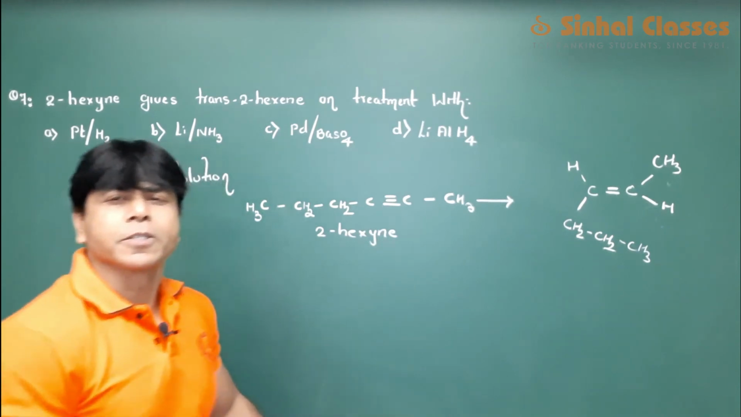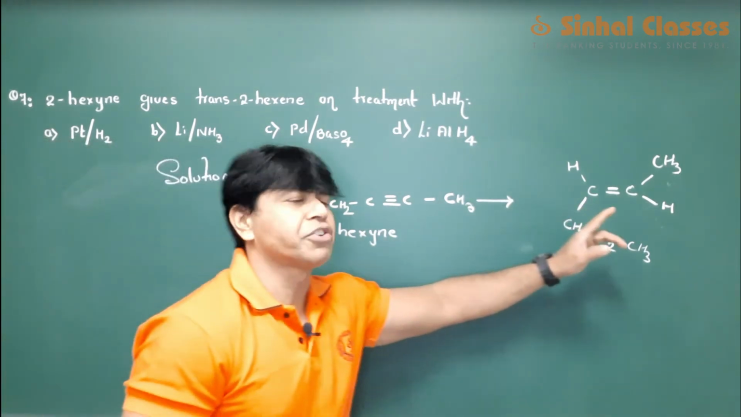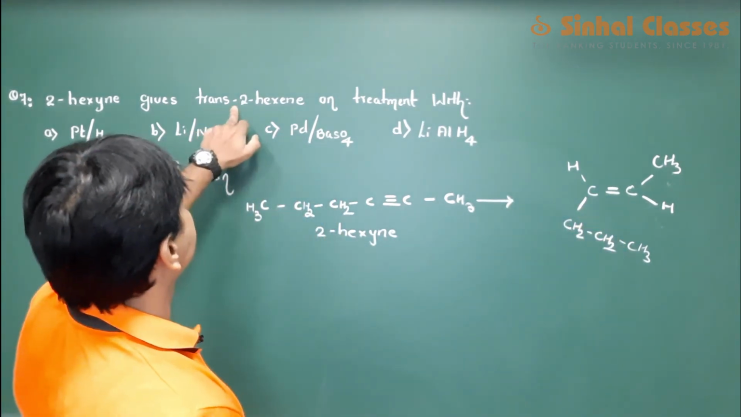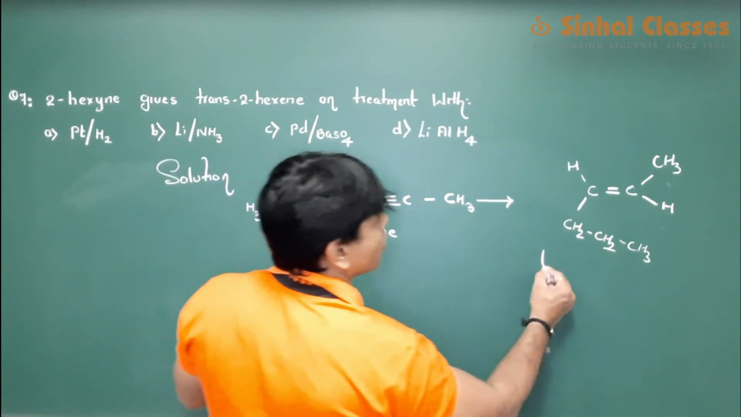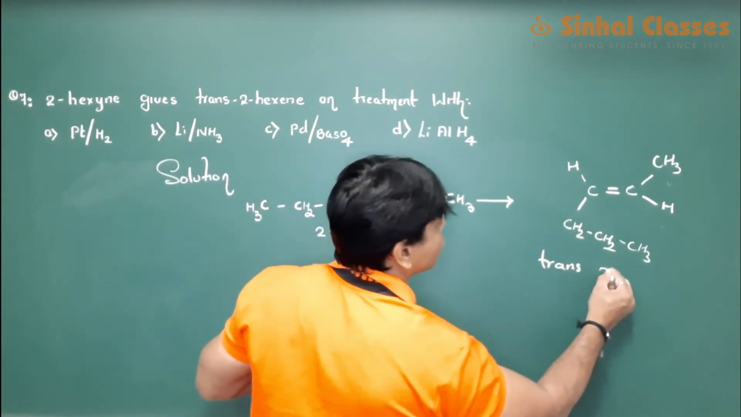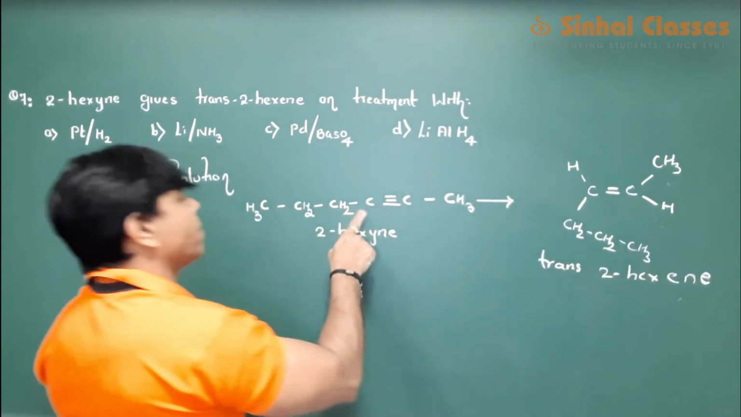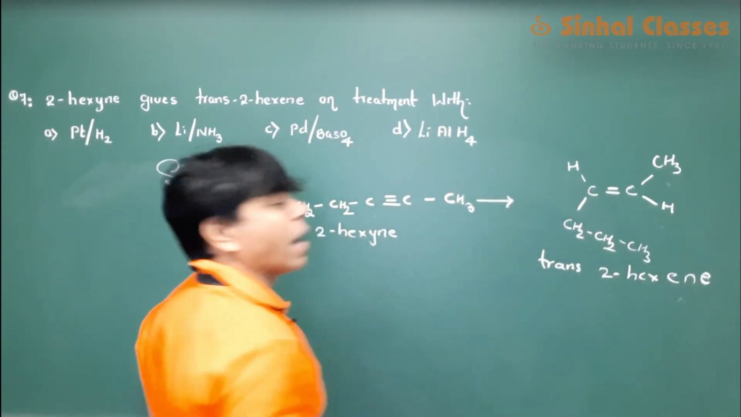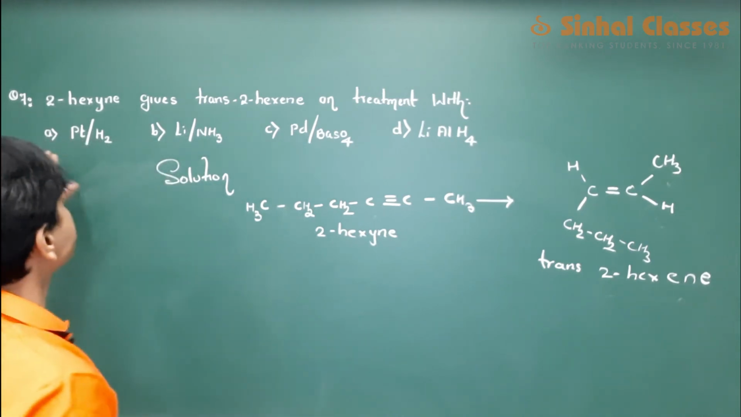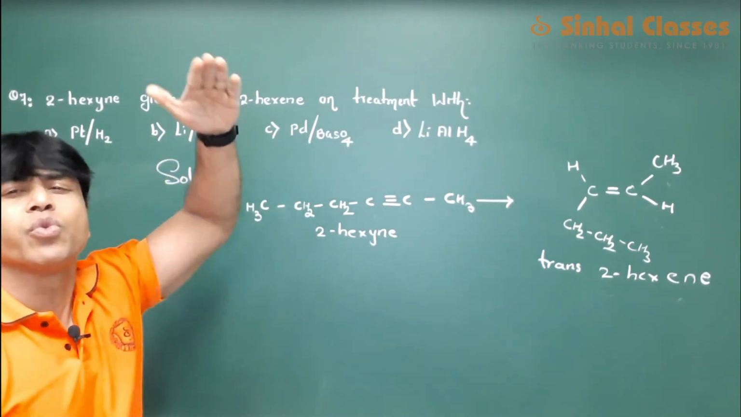You wanted trans-2-hexene from a triple bond becoming a double bond by hydrogenation. So among these, which is the reagent which you will select?